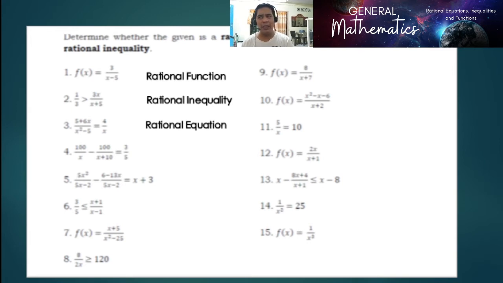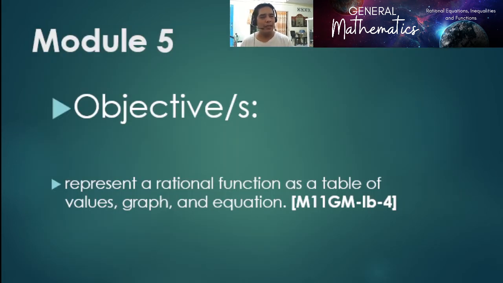By the way, yung function hindi lang in the form of f of x, meron din g of x, h of x, i of x, pero basta gumamit ng function notation, that is already a function. Number 4, the answer is rational equation. And the last one, rational equation kasi walang f of x or y. I think there's no need for me to answer 6 to 15. Kayo na magsagot niyan using your module. So, madali lang mag-distinguish ng rational function from rational equation and from rational inequality. So let's now proceed with module 5.